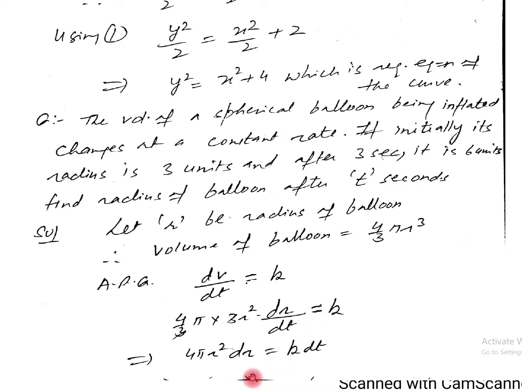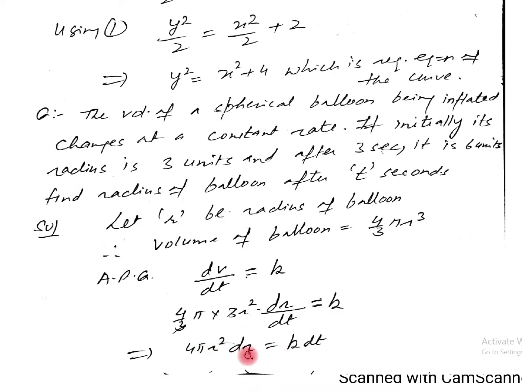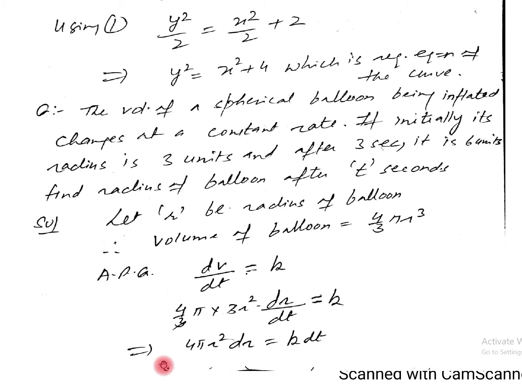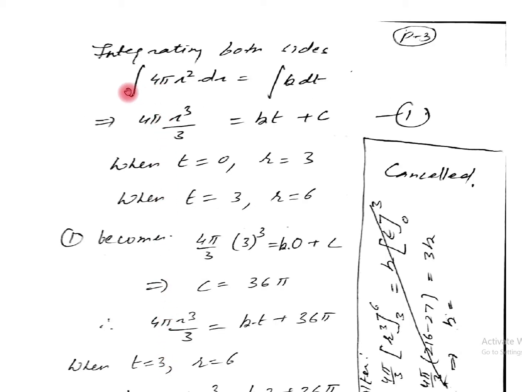Now separating the variable, we are getting 4 pi r square dr equal to k into dt. Now the variables are separated, we can easily integrate both sides. When we integrate both sides, we are getting integral of 4 pi r square dr equal to integral of k into dt. Now integrating, 4 pi constant, r cube by 3 equal to k into t plus c.